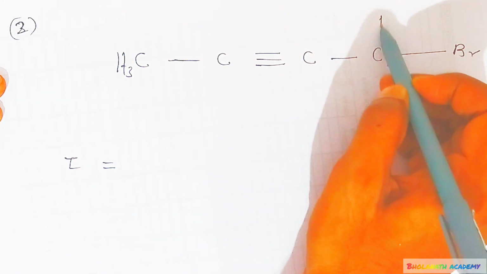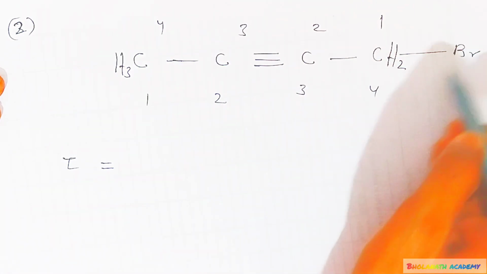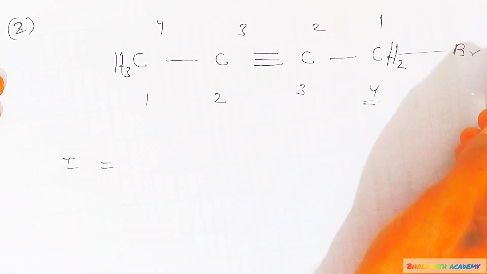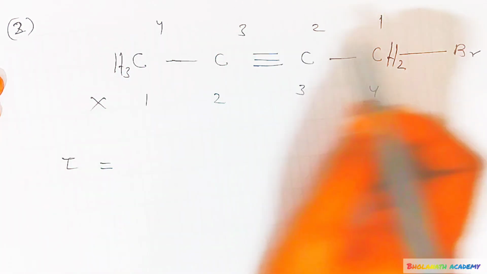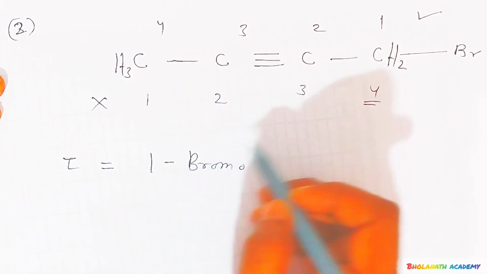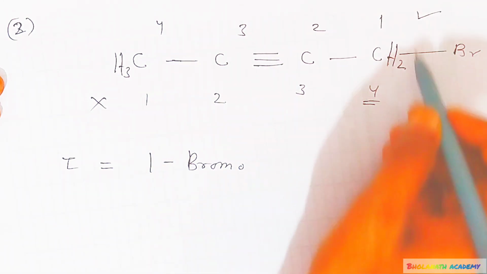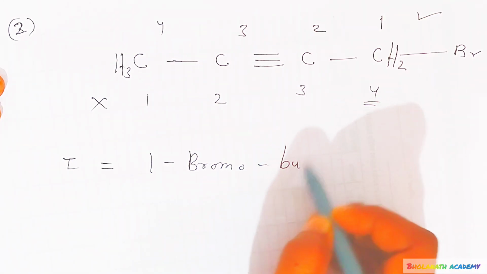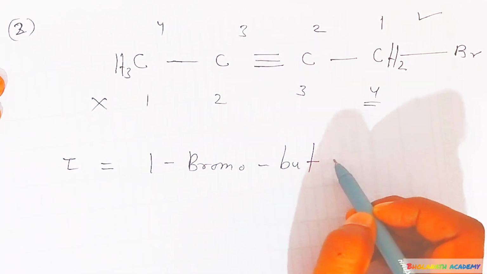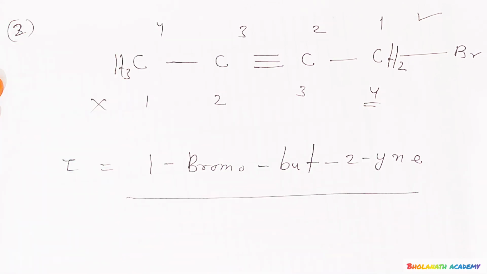You have to start numbering from this side, 1, 2, 3, 4. If you start numbering from this side, the bromine would be on carbon 4, but the substituent should get the least number. So this numbering is wrong and this is the correct one. So the name of this is 1-bromo. Since this alkyl contains 4 carbons, we will write but-, and at carbon number 2 there is a triple bond, so we will write but-2-yne. Yne represents the triple bond, students. So this is the name of this compound, 1-bromobut-2-yne.